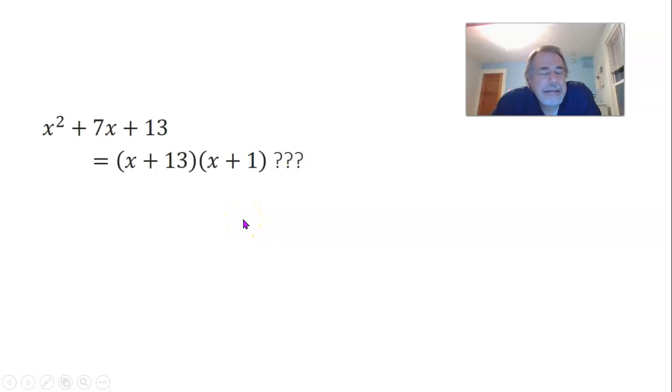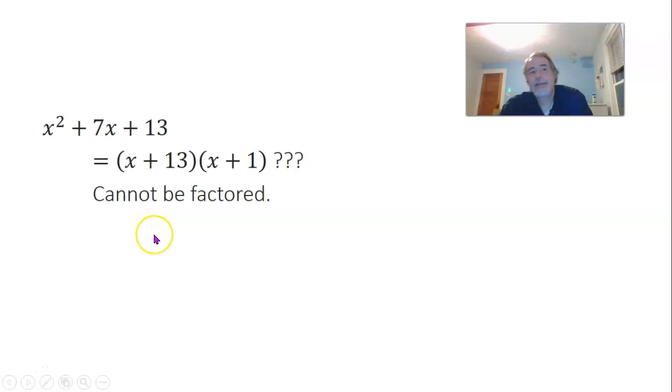So what does that mean? Well, it means this cannot be factored. Anything that might possibly give us a 13 on the end is not going to give us the 7x in the middle. So that happens sometimes. There are plenty of polynomials out there that cannot be factored.